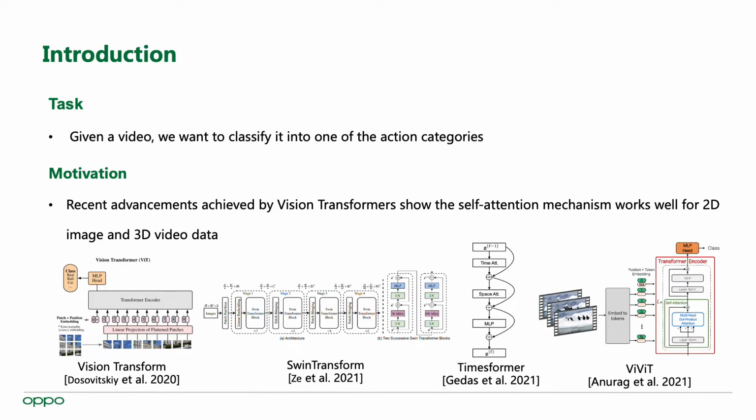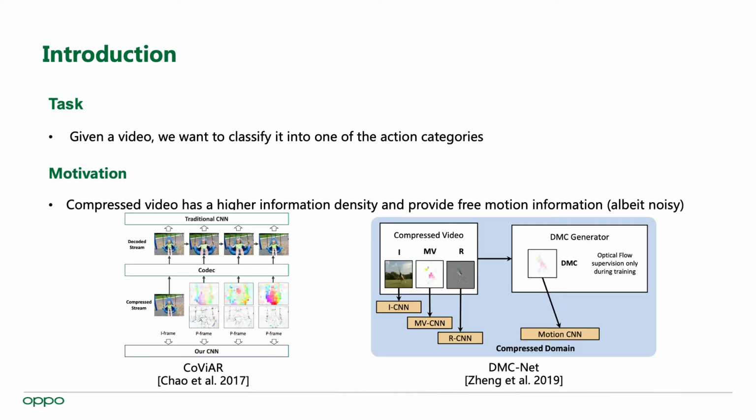On the other hand, some recent works have shown very promising results from applying the self-attention mechanism to vision problems. Compared to convolution, the self-attention operation is much more flexible in the sense that it can capture both long-range and short-range dynamics, and that's why we want to explore this direction.